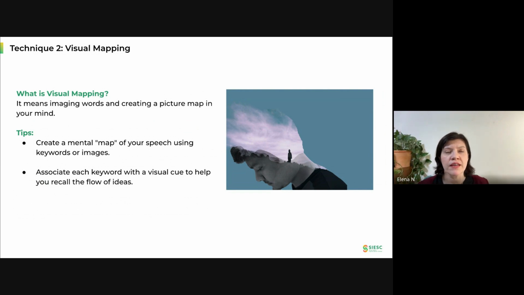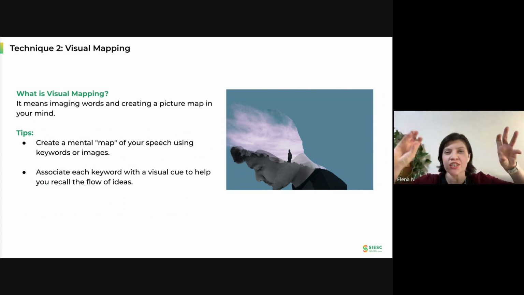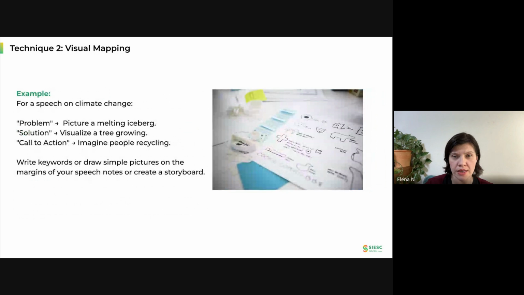So visual mapping means making an image of every idea that you want to deliver in your speech, want to convey in your speech, and then visually imagining all these pictures that connect to those ideas and making a map in your mind. So associate each keyword with a visual cue to help you recall your ideas.